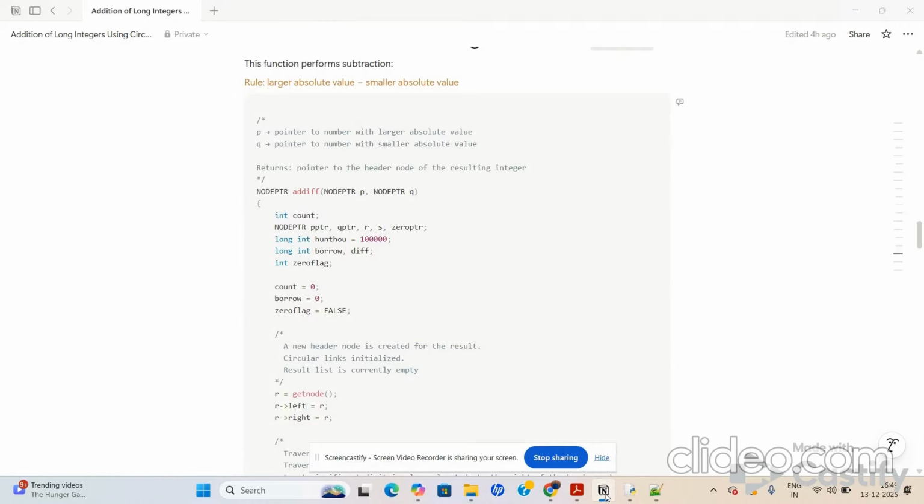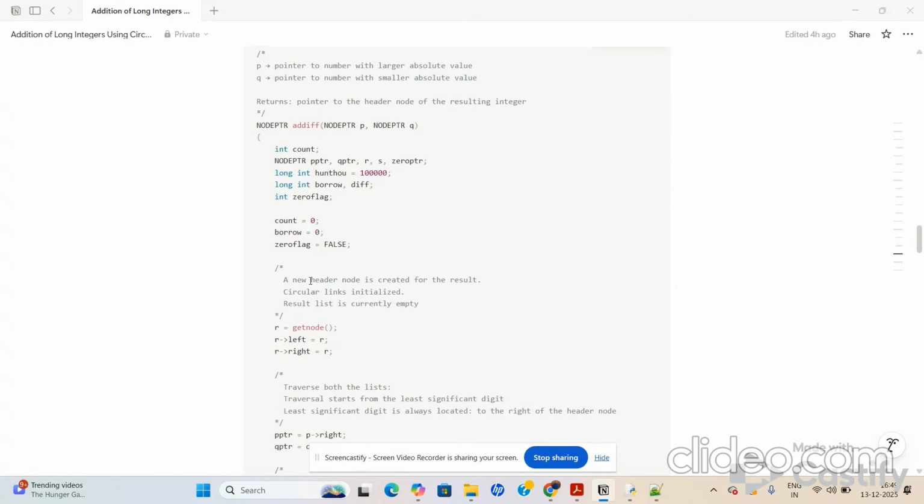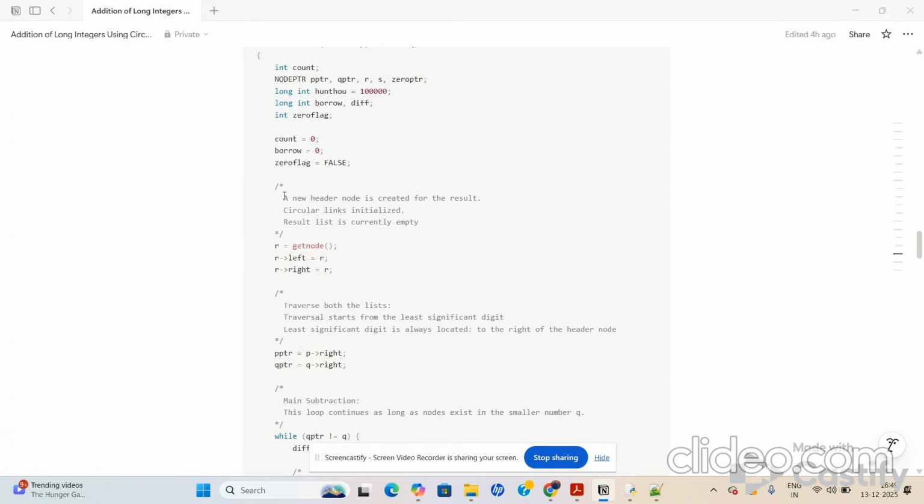Okay, so these are all the variables that have been used. After that you create a new header, basically you create a new node R.